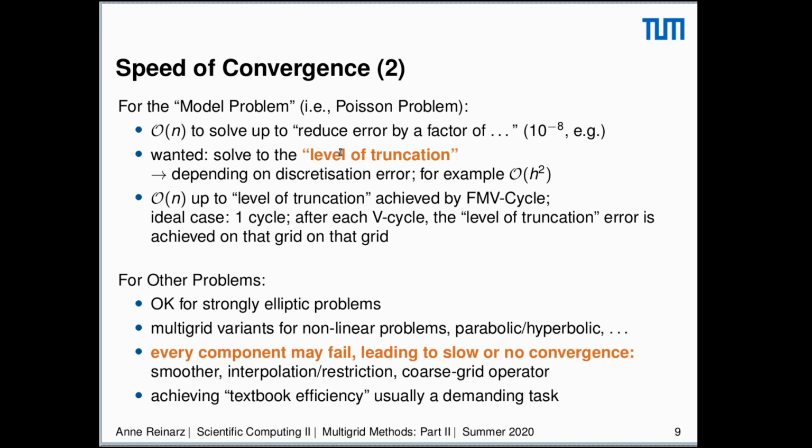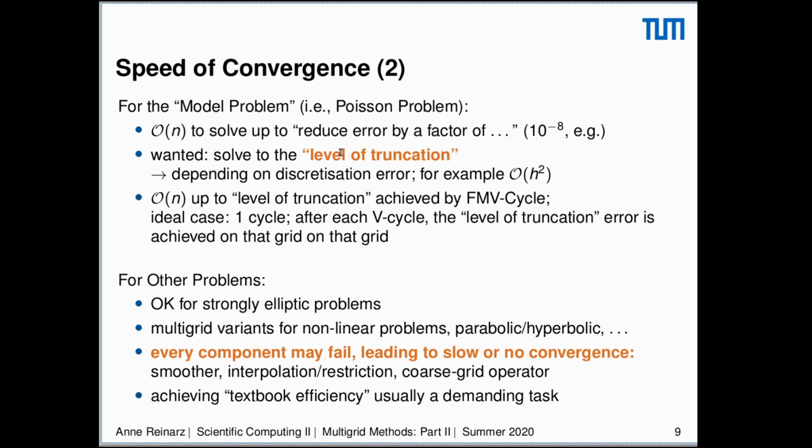For other problems, it depends a lot on what your problem is. So for other strongly elliptic problems, it's usually okay. In fact, there exist some very general proofs that show the convergence of multigrid is as good as on the previous slide. But for anything that's not elliptic or not linear, you start running into problems. So there do exist multigrid variants for nonlinear problems, for parabolic problems, for hyperbolic problems, and so on. But in that case, every single component of multigrid might fail or lead to slow or no convergence.